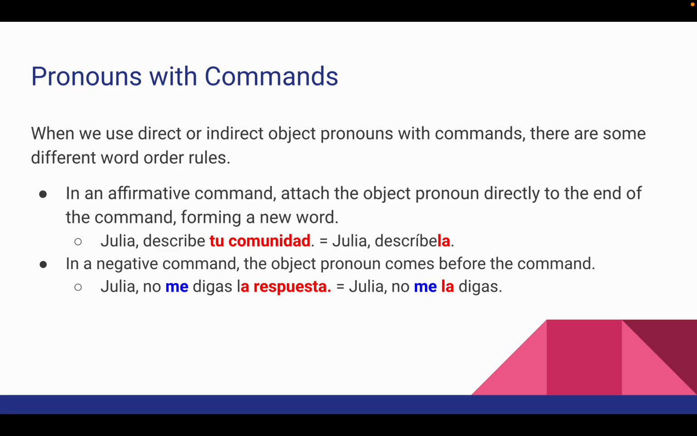In a negative command, the object pronoun comes before the command. So Julia, don't tell me the answer. Julia, don't tell me it. Julia, no me digas la respuesta. Julia, no me la digas.